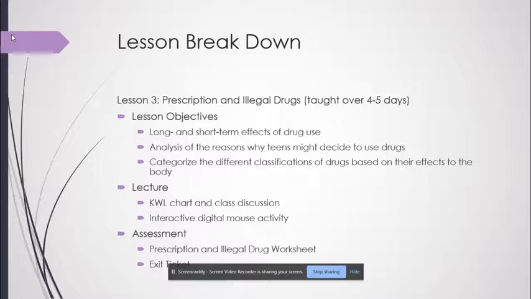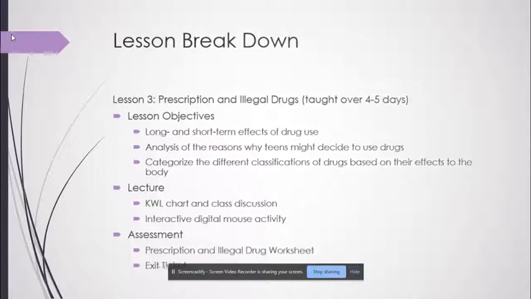Throughout these days, they have worksheets and a little bit of hands-on activities. One of them is an interactive online tool where the students select a mouse. They'll see how the mouse reacts, and they have to identify what drug the mouse is on and the classification of that drug.